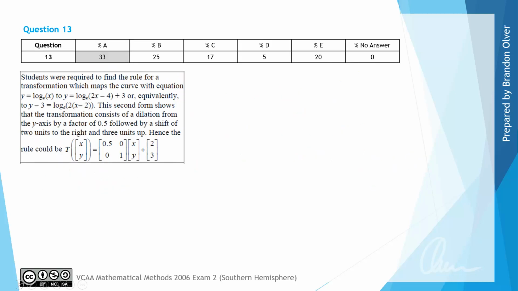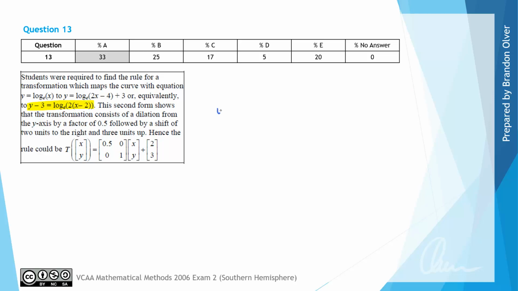From the examiner's report, we can see that this was an exceptionally challenging question, with only 33% of students getting the correct answer for this problem. And option B was a common distractor, where the students that chose that option didn't sufficiently deal with the 2x take 4 inside the log. One thing that the examiner goes on to say is that students needed to do some rearranging if they wanted to inspect this directly.